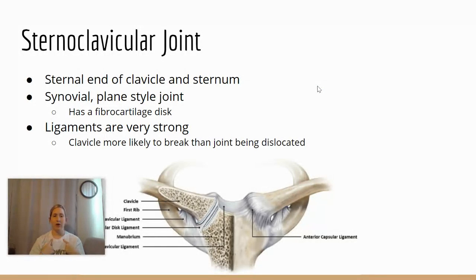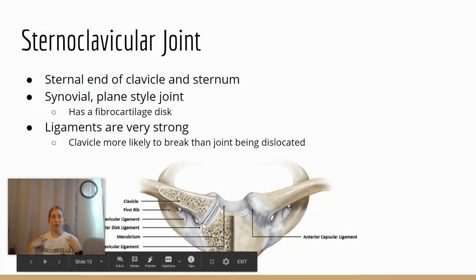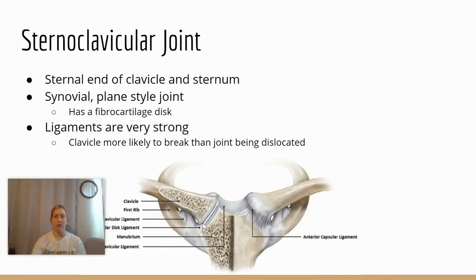The sternoclaviculars, remember this is where the clavicle meets the sternum. It is extremely strong, it's also synovial. It has that fibrocartilage disc. It's actually pointing to it here, the disc in between. And remember, you're more likely to break the clavicle than to ever dislocate this joint. Very strong.